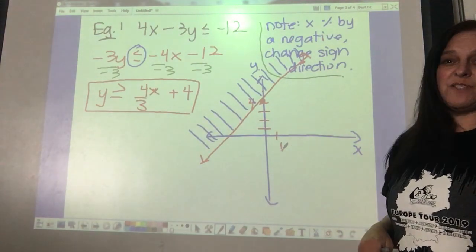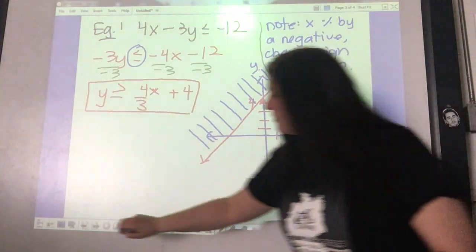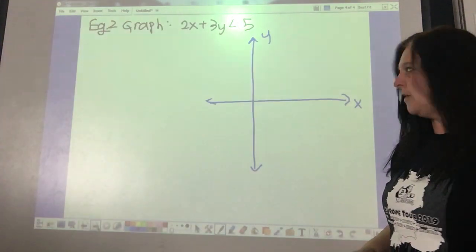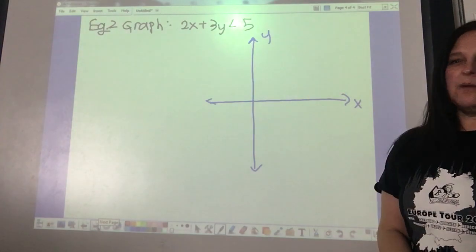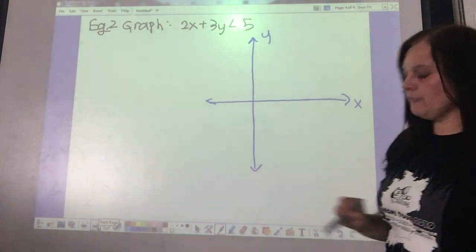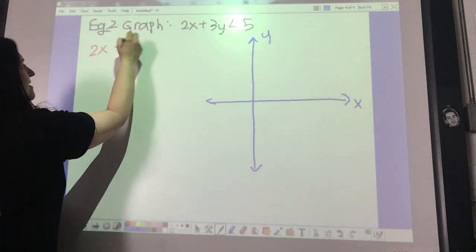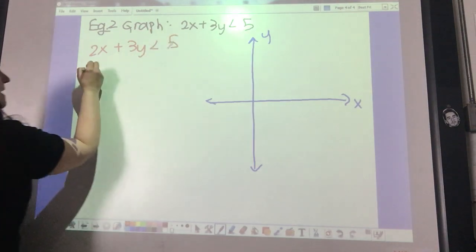And that's probably one of the toughest ones we have because we had to manipulate and move around that negative value. Let's do one more example, and then I think you'll be ready to try some on your own. So our second and final example: 2x plus 3y is less than 5. Again, if we're using method 2, step number 1 is we have to get it into slope-intercept form.